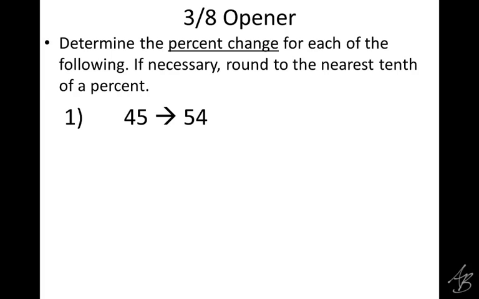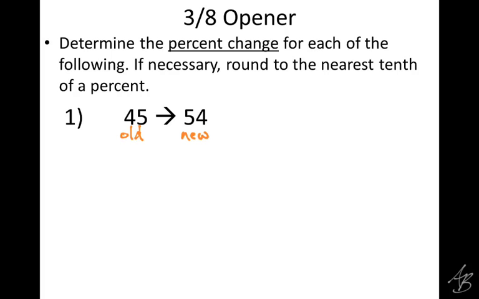We're starting at 45. We're going to go to 54. I like to write down here, this is the old number, this is the new number, just to help me out with plugging into the formula. And then what is my formula going to look like? Hold on. What are we finding?